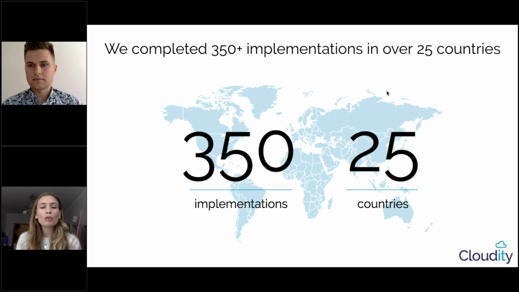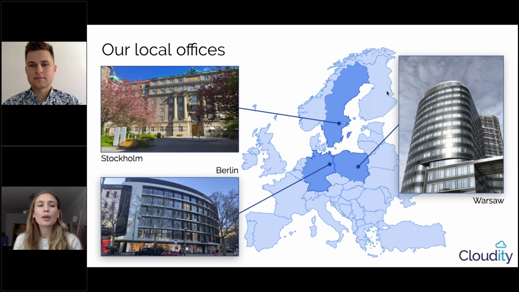We've completed over 350 implementations so far in over 25 countries. We are focusing heavily on Europe, but we also have projects outside of Europe. We have 3 offices: the office in Stockholm, where I'm located, the office to the right in Warsaw, where Michael is sitting, and an office in Berlin, taking care of the DACH area. We have about 140 employees at the moment and are growing rapidly. I think I was number 65 when I started 1 year ago.